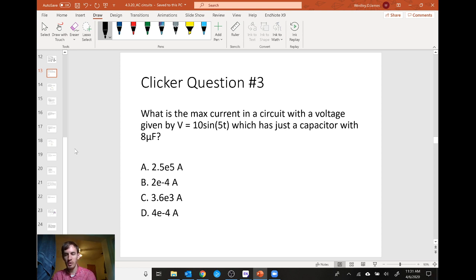So, reminders logistically, make certain you do the Physics I Care About number 2. That is due tonight at midnight. And I think that's pretty much it.